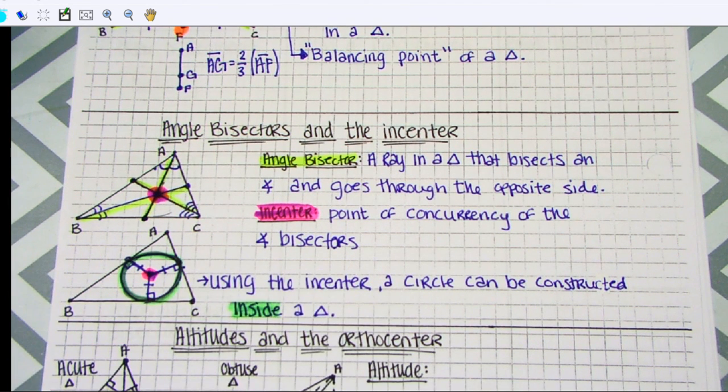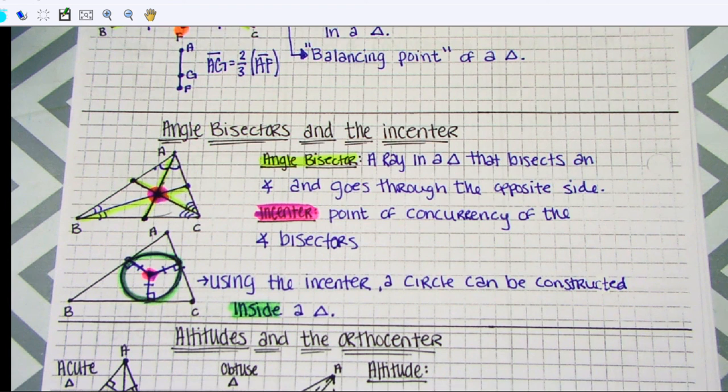So median goes with centroid. Incenter goes with angle bisector. It's all about matching. I'll give you a second to get caught up.